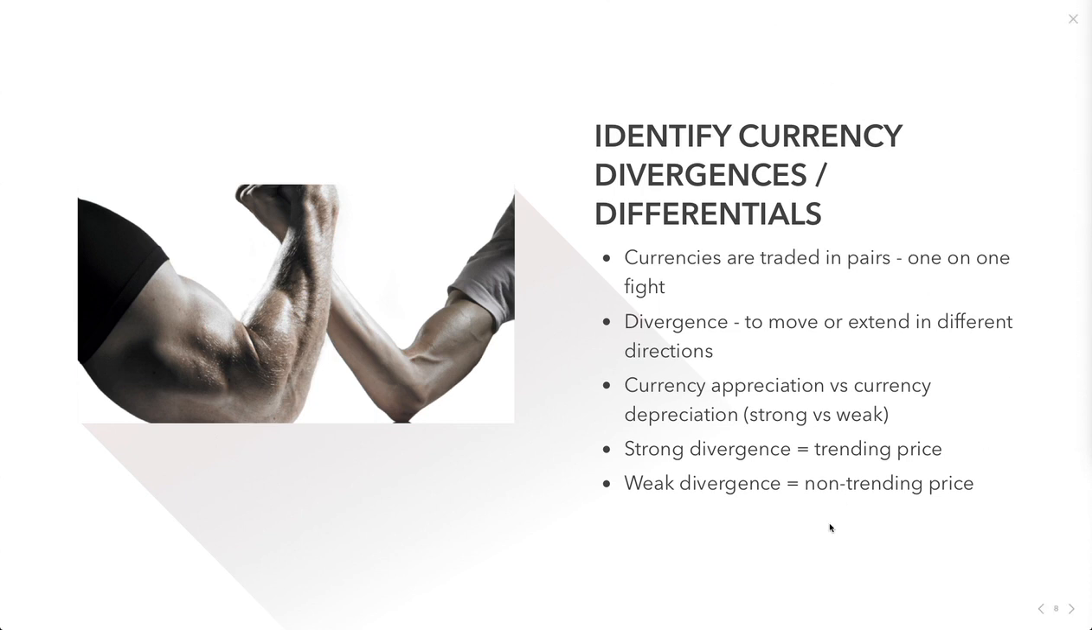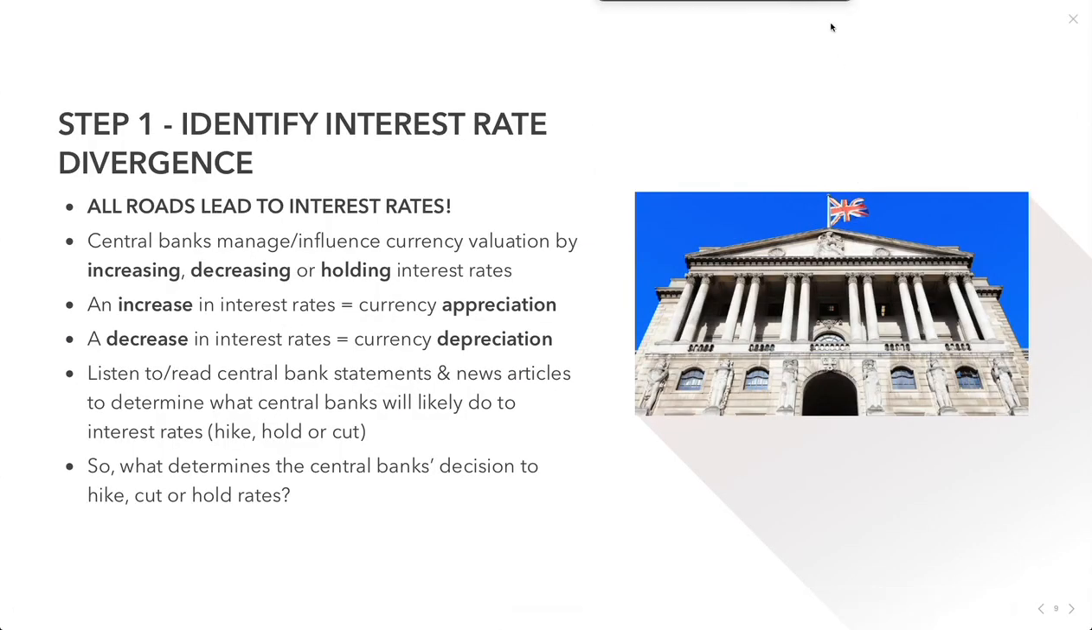Because in the short term, as Mark will go over tomorrow, the market generally is looking for liquidity, market makers, pricing, fair value auctions, etc. And you'll find that out tomorrow. But from a macroeconomic perspective, this is what we're looking towards, the big trends, yeah? And so step one is really identifying interest rate divergence.